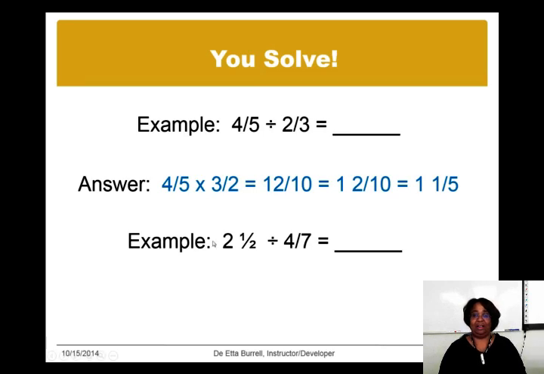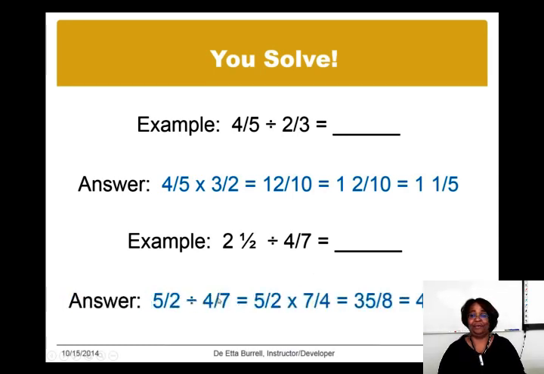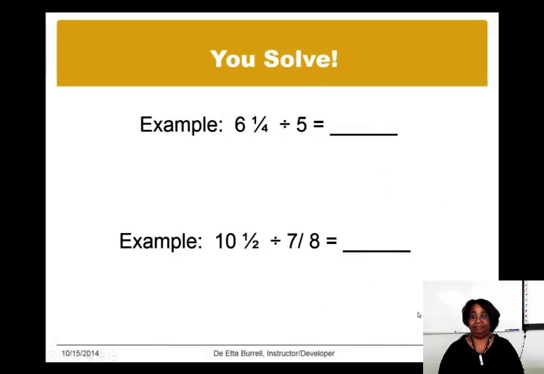So you got 5 over 2 divided by 4/7, and then you kept, switched, and flipped. And what did you get? 4 and 3/8. That's what I got too. Okay. So 5 over 2 divided by 4 over 7, keep, switch, and flip. That gives you 35 over 8, and then when you divide that to make it a mixed number, you're going to get 4 and 3/8.